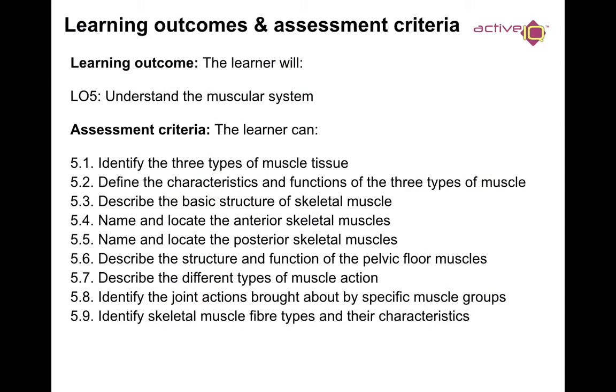So first and foremost, we'll cover our learning outcomes for today. The main aim is to understand the muscular system, and the assessment criteria which you should be clear on at the end of lesson A is you should be able to identify the three types of muscle tissue, define the characteristics and functions of the three types of muscle, describe the basic structure of the skeletal muscle, and name and locate the anterior skeletal muscles along with the posterior skeletal muscles. That's just a posh word for front and back.